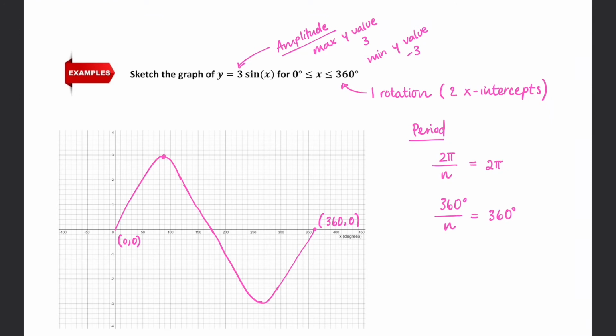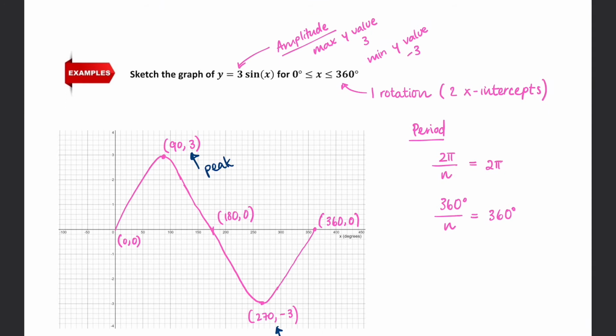Now, while you're starting out, I'd encourage you to use your CAS to find the other values. So for example here, our maximum y value will be 3. So this coordinate here is actually going to be 90, 3. This intercept here will be 180 degrees, 0. And this down here will be 270 degrees, and the y value will be -3. So what you can see here is that this represents our peak. This coordinate here represents our trough.